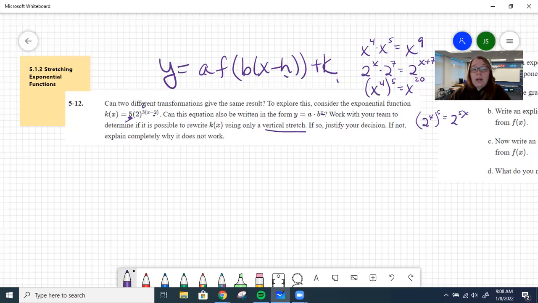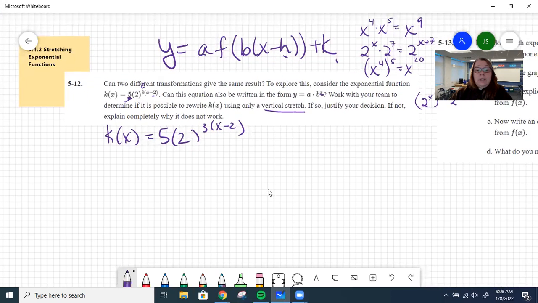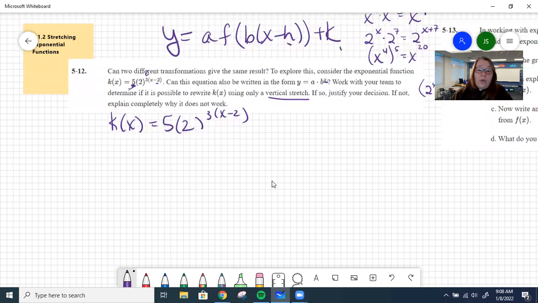So the question is, can I rewrite it in this form so there's no longer a stretch, or a shift rather, only a vertical stretch? So we're going to use properties of exponents to try to rewrite this. The first thing that I see here is I could think of this as 5 times 2 to the third, to the x minus 2. There is a parenthesis there, right? I could first say 2 to the third is 8, and then I have to the x minus 2 power.